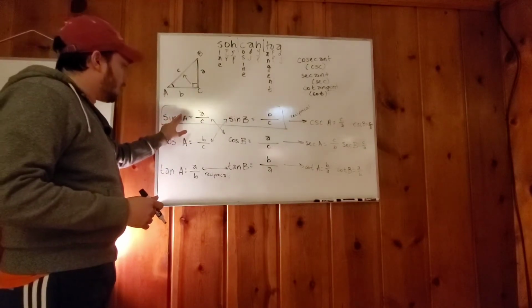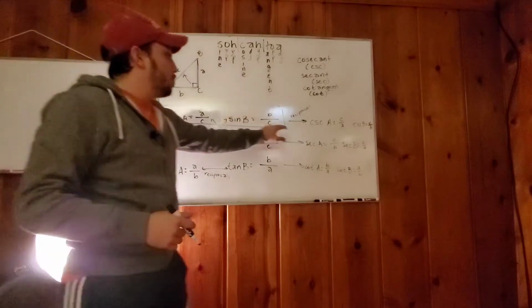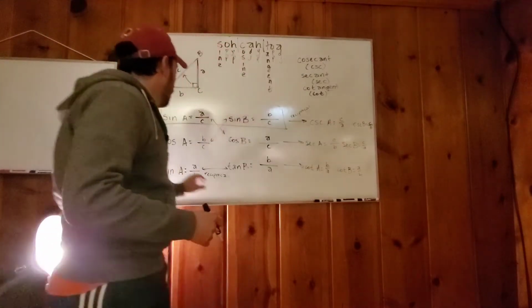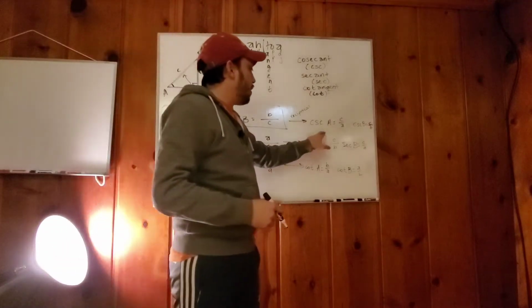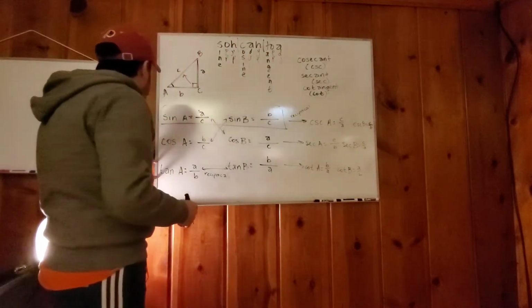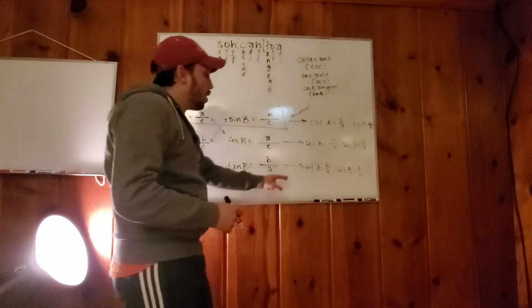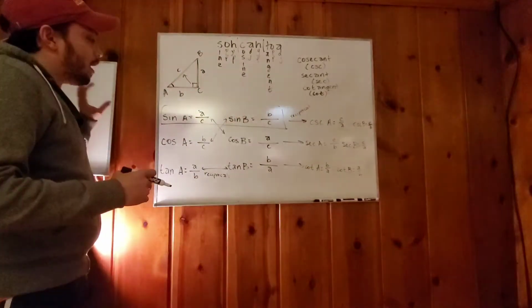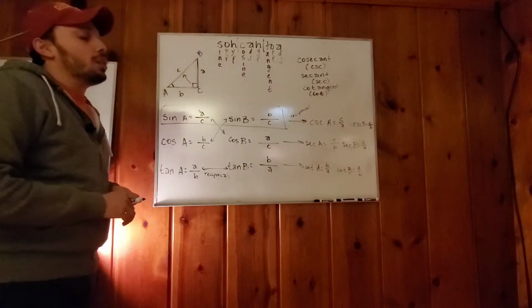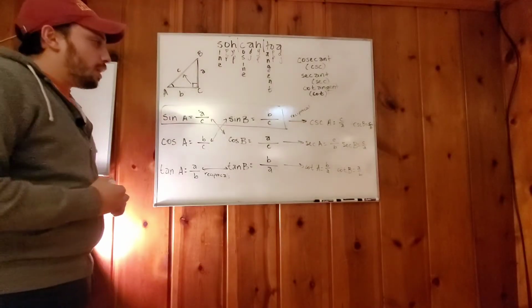Sine of angle A is A over C. Cosecant of angle A is C over A. Cosine of A is B over C. Secant of A is C over B. Tangent of A is A over B. Cotangent of A is B over A. So it just flips.